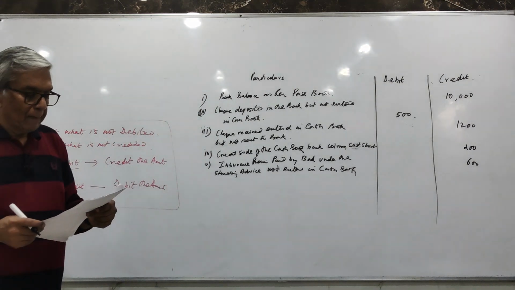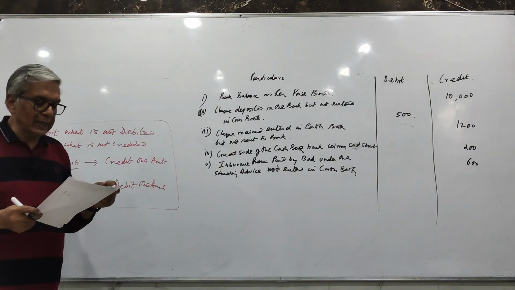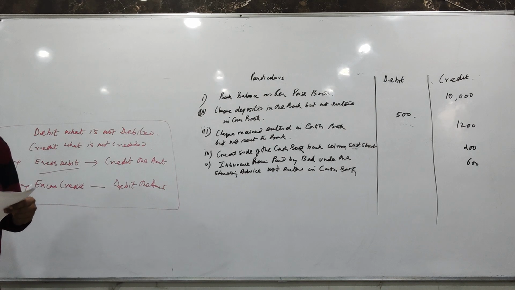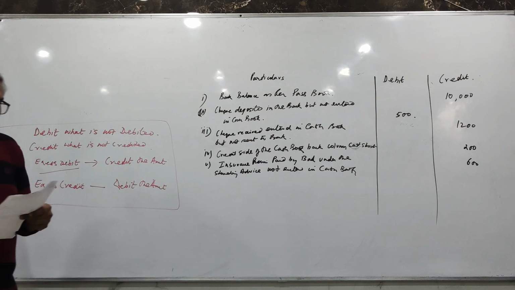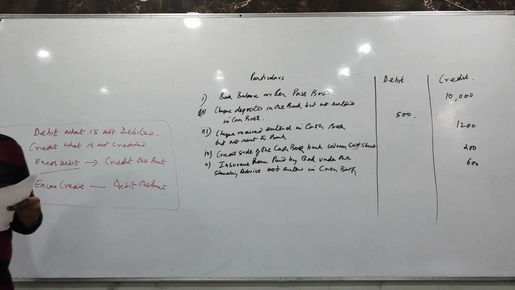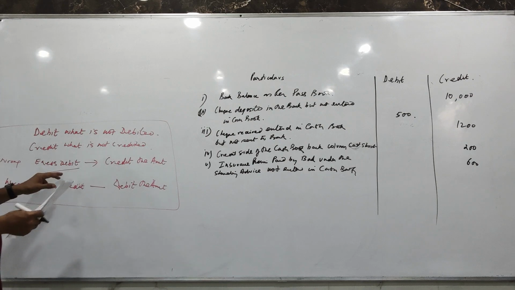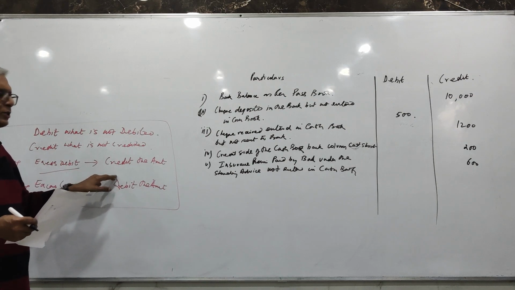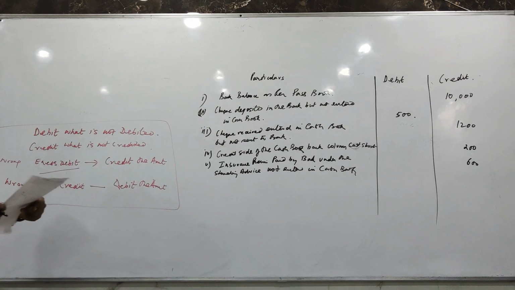Then we have bank charges entered twice in cash book. हमारी एंट्री क्या होगी? हमने बैंक चार्जेस को डेबिट करके अपनी कैश बुक को क्रेडिट करा हुआ है 20 से 2 बार. तो हमने क्या कर दिया है? एक्सेस क्रेडिट कर दिया है. तो अब हम इसको डेबिट कर देंगे.